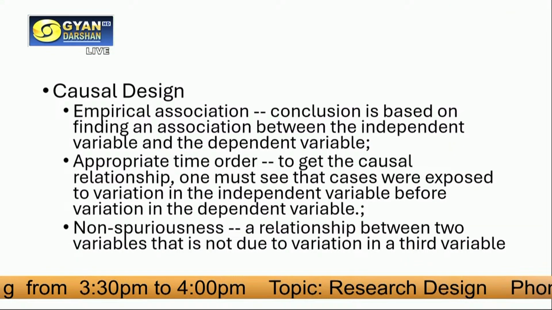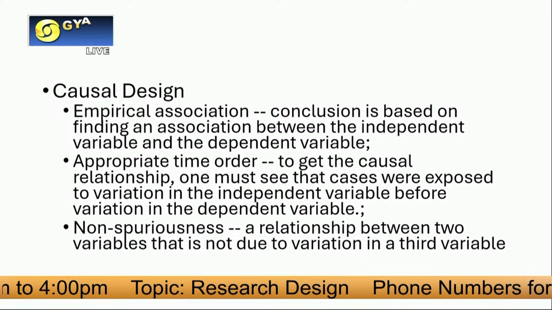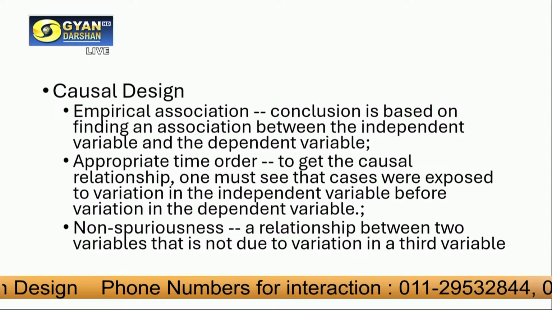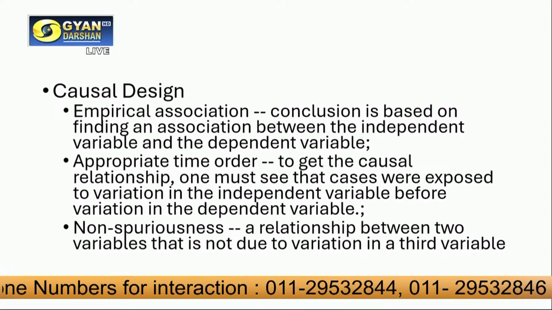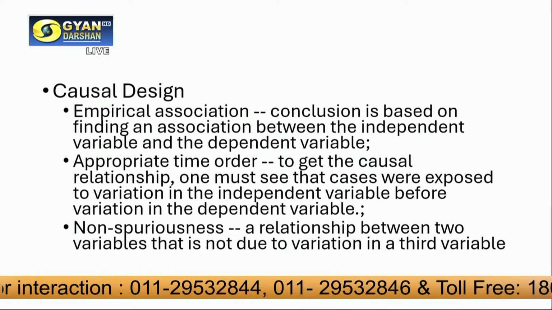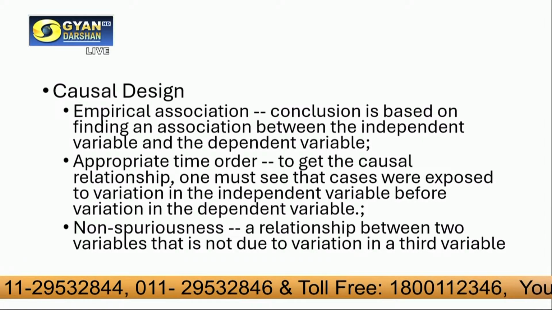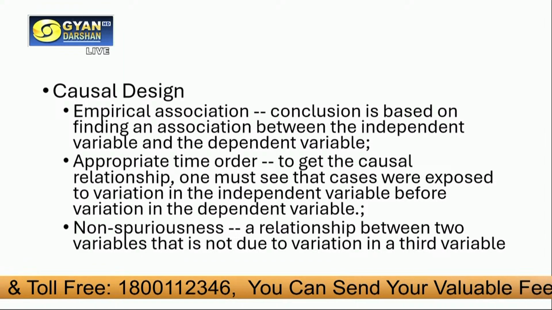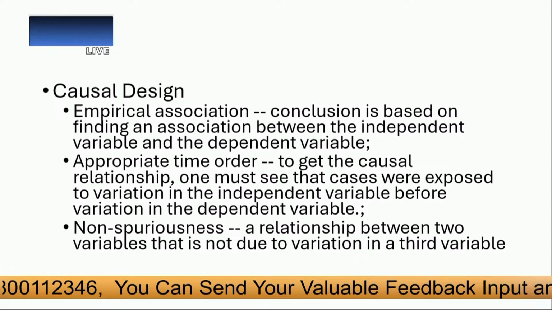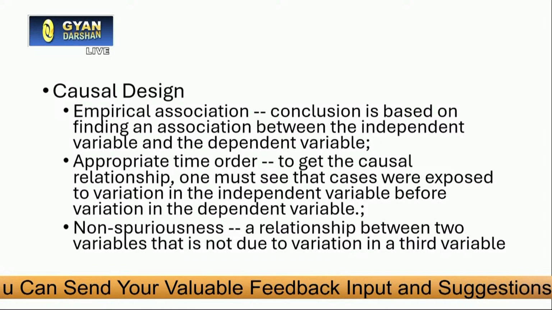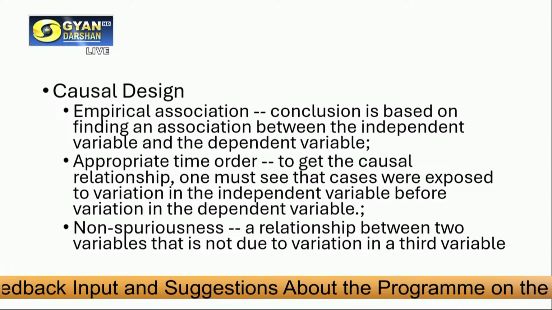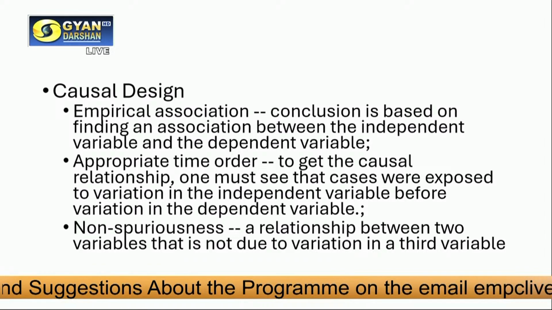Next is causal design. It is more experimental in nature. As the title says, it is causal, which means that there is a relationship between variables, independent and dependent variable. The key principle of causal research design is empirical association, which means the conclusion is drawn based on finding an association between the independent variable and the dependent variable. And therefore, you have to have the control group as well as an appropriate time order.